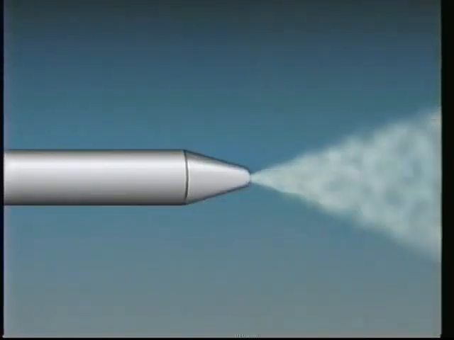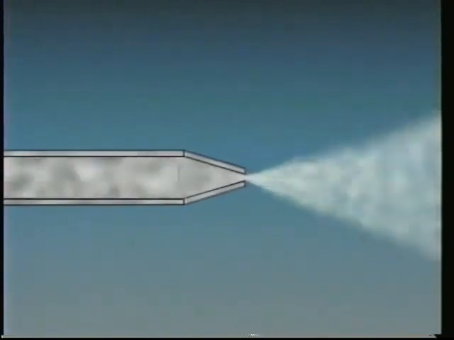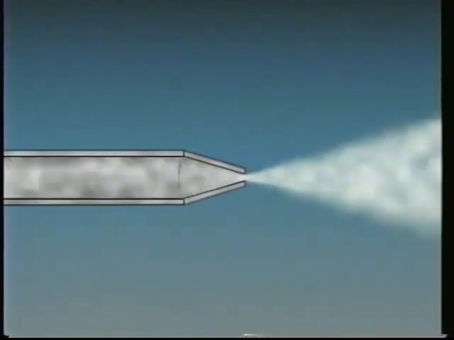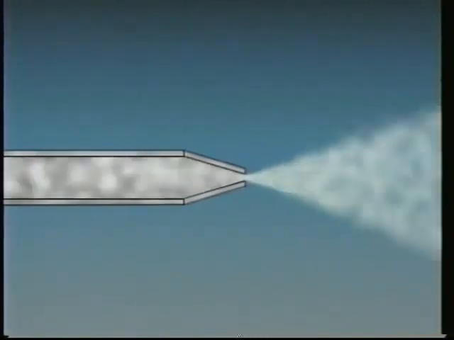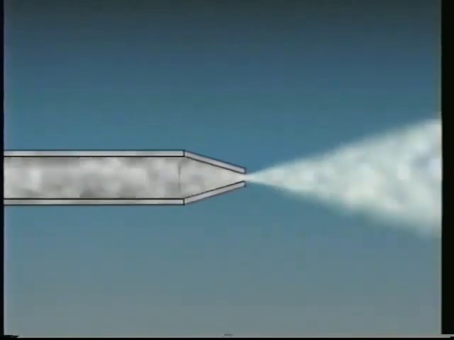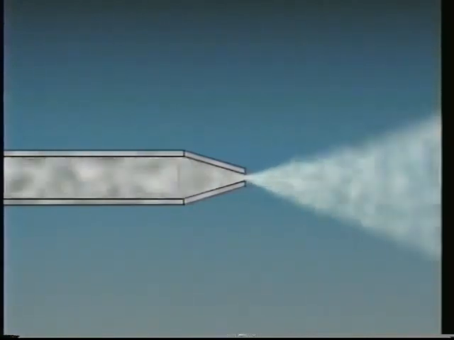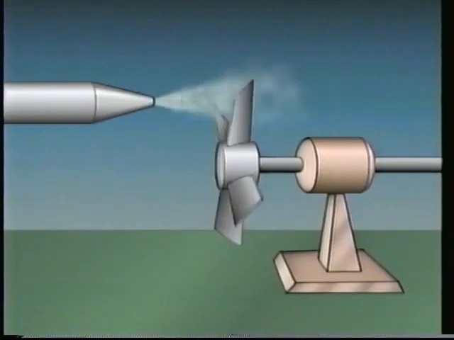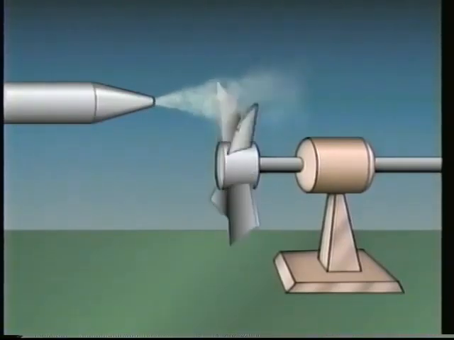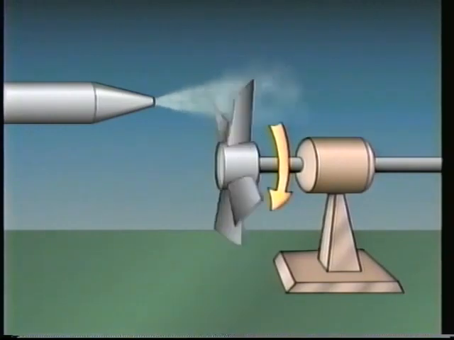The steam first passes through a restriction called a nozzle. The purpose of the nozzle is to convert the steam's pressure into velocity. You see, as the steam passes through the nozzle, it speeds up. The faster moving steam then strikes a set of blades, causing them to turn. And the turning blades produce mechanical energy that can be used to drive rotating equipment.